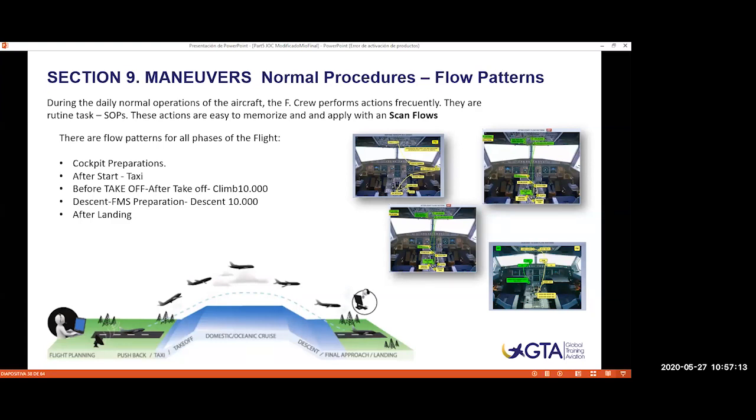Why scan flows? Because it's the best way to do it fluidly and not forget, because it's step by step. And as you can see, there are these kinds of scan flows or patterns for every action. Cockpit preparation, after start, before taxi, all of these things are clearly defined, how you have to do it, in this way to avoid forgetting something.